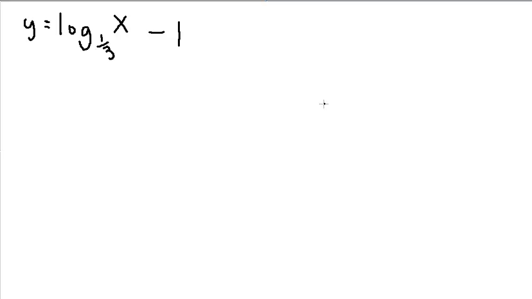Let's look at some convenience points here again for log base 1/3. Same concepts as earlier, we just have a fraction as our base.